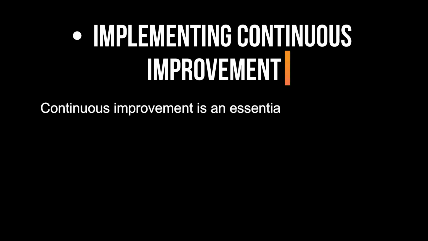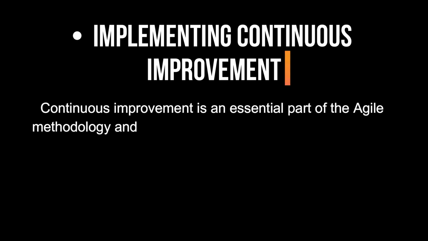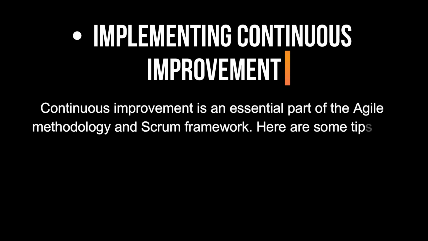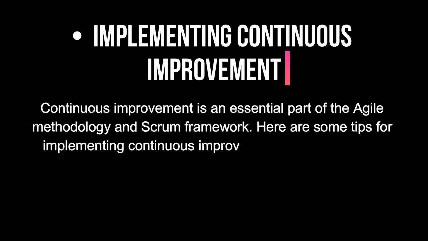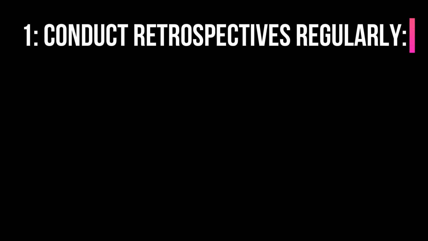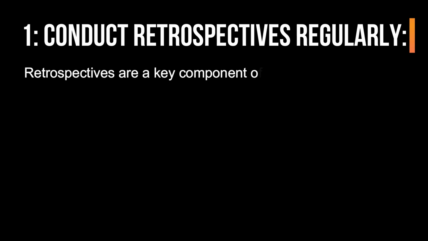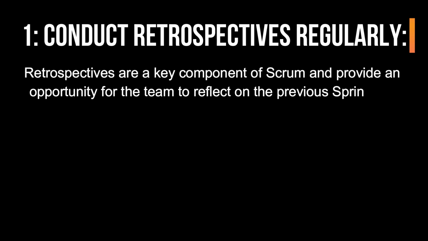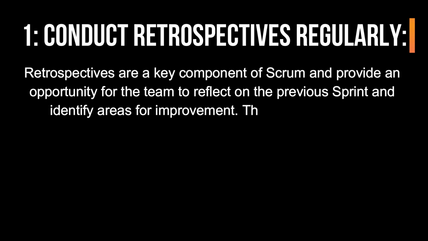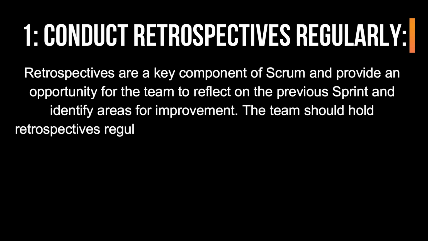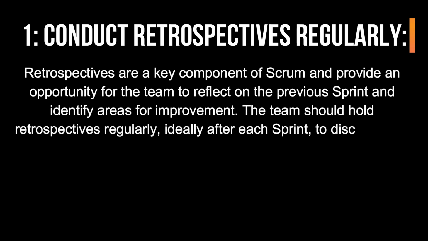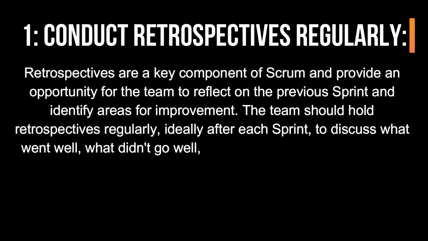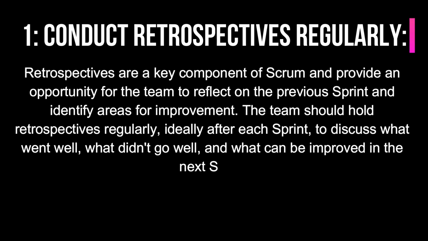Implementing continuous improvement. Continuous improvement is an essential part of the Agile methodology and Scrum framework. Here are some tips for implementing continuous improvement in a Scrum team. 1. Conduct retrospectives regularly. Retrospectives are a key component of Scrum and provide an opportunity for the team to reflect on the previous sprint and identify areas for improvement. The team should hold retrospectives regularly, ideally after each sprint, to discuss what went well, what didn't go well, and what can be improved in the next sprint.